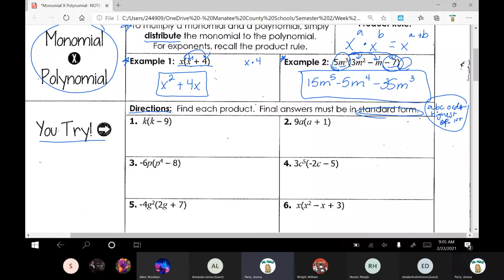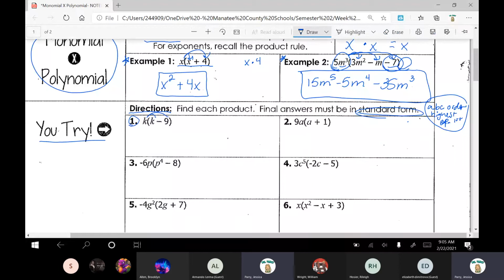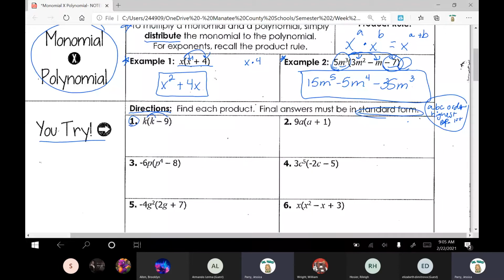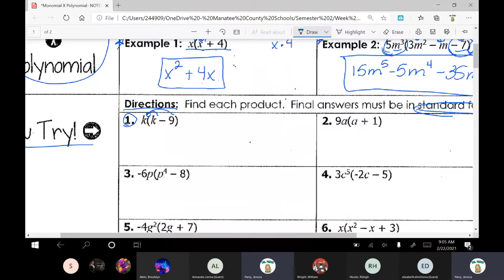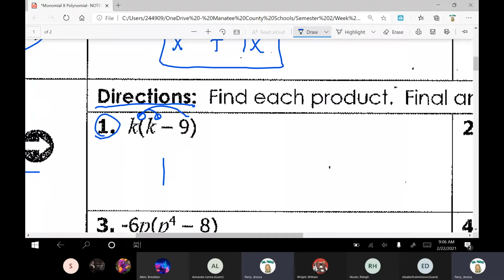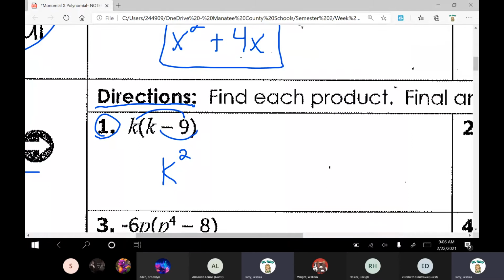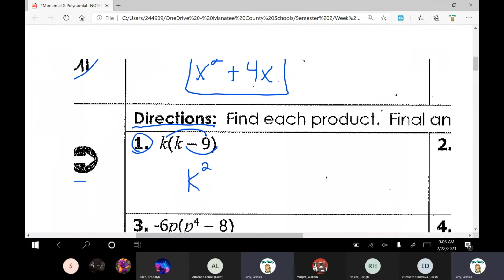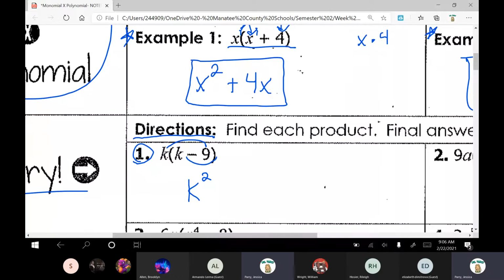Okay, so I'm going to go through number 1. This is very similar to our first example. Distribute k times k, product rule, add the exponents. So the invisible 1, I'm going to zoom in so we can see better. Invisible 1 plus invisible 1 is now k to the power of 2. And then my next one, let me erase this so we can see it better here. How can I write k times this negative 9? Look at the example 1 that's right above it. How would I write the k times negative 9? What would I write here?